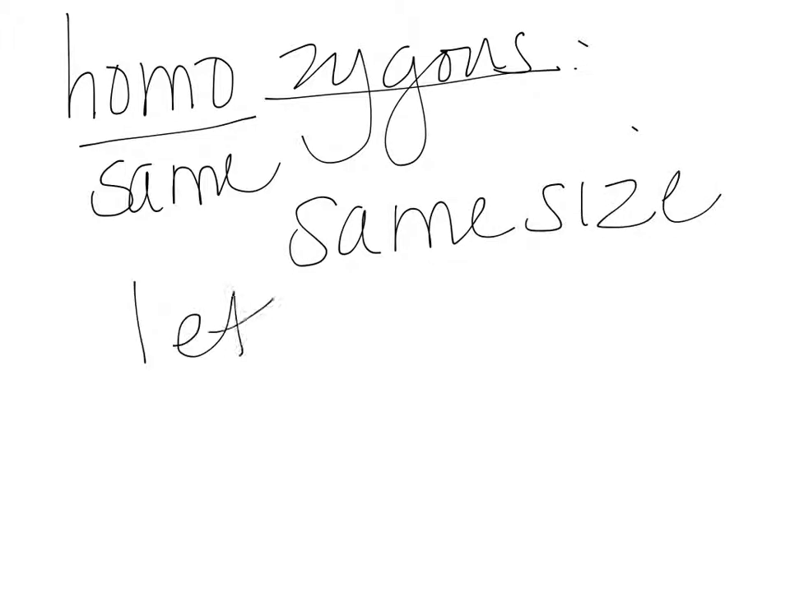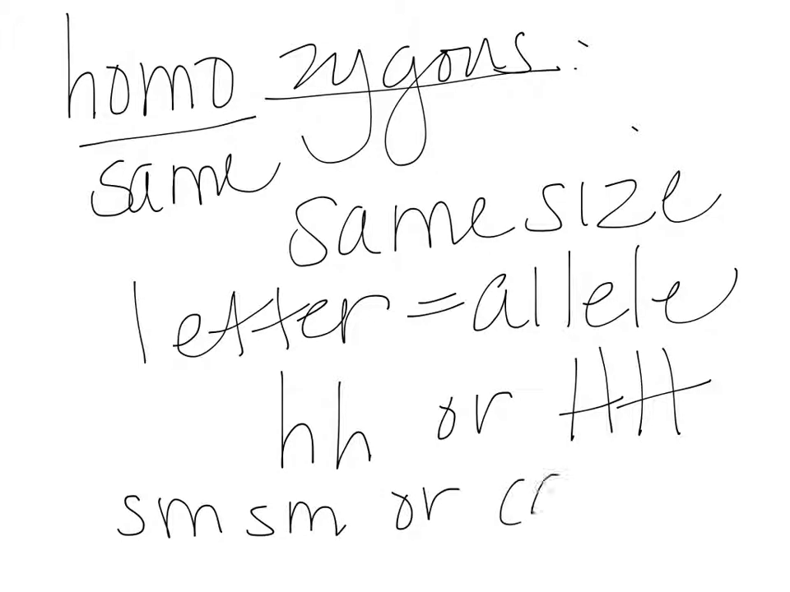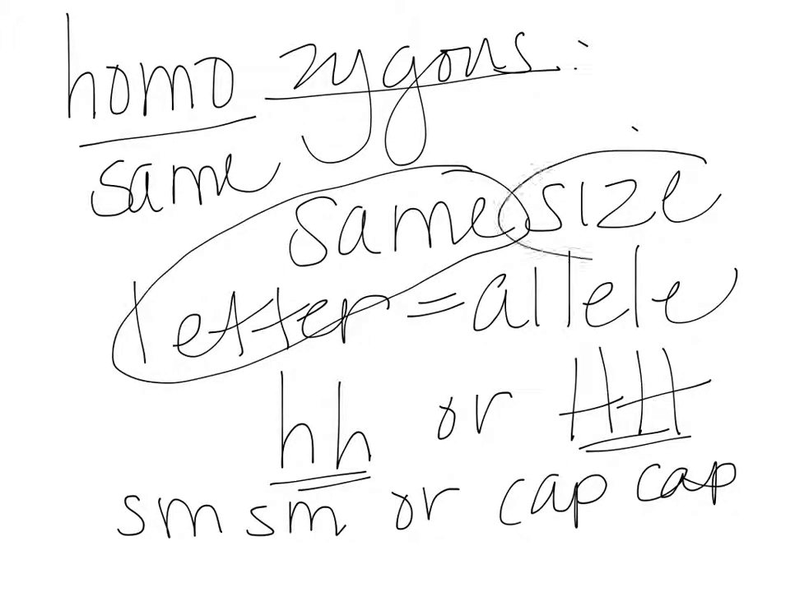So, homozygous, homo means same, and zygous means egg. So, homozygous means it is the same size letter or the same size allele. Remember, letter means allele. So, you can either have HH or hh. So, it can either be small, small, or capital, capital, but they have to be the same. Remember, don't be confused by the same letter. It's not the same letter, it's the same size letter.